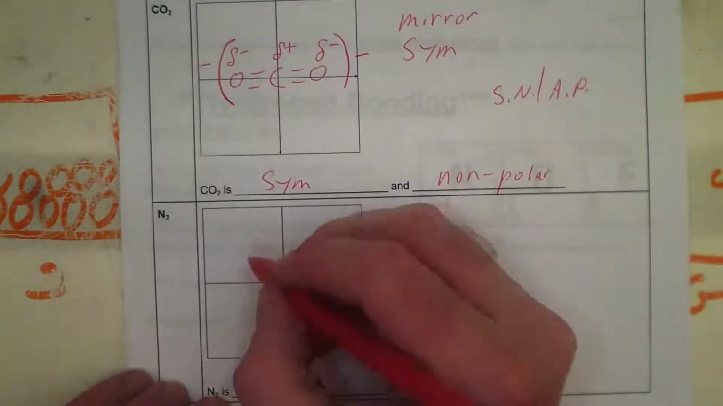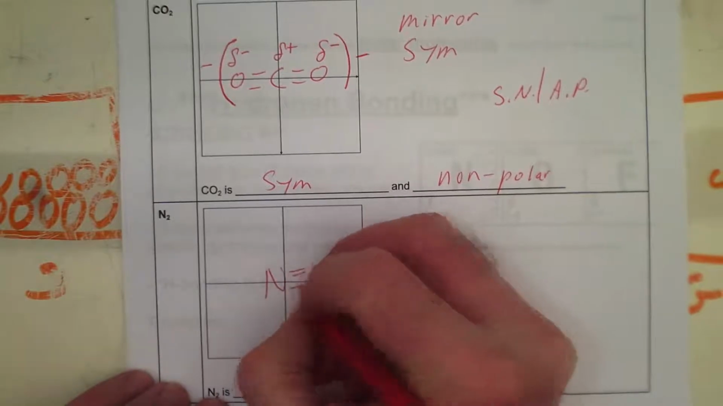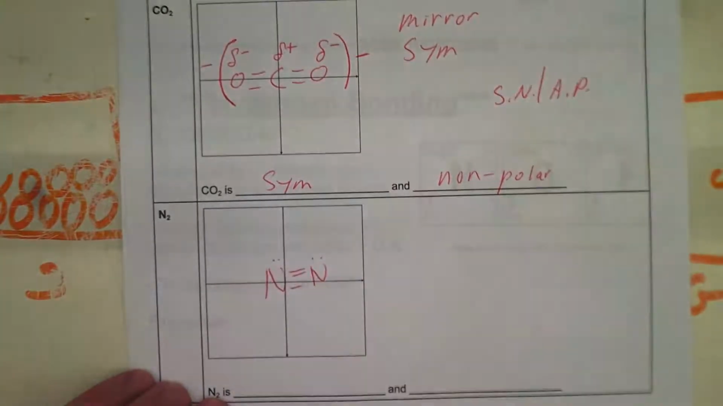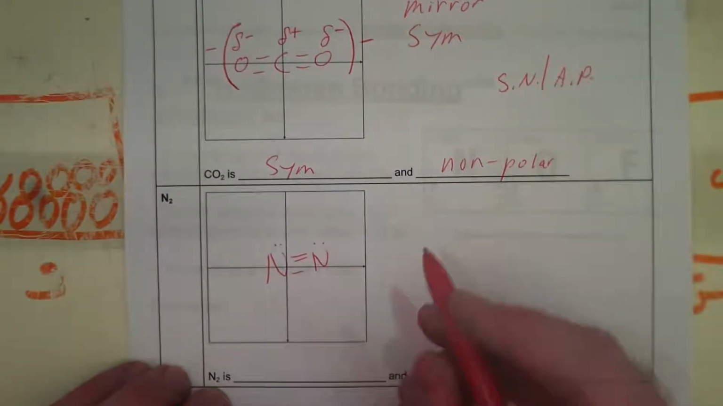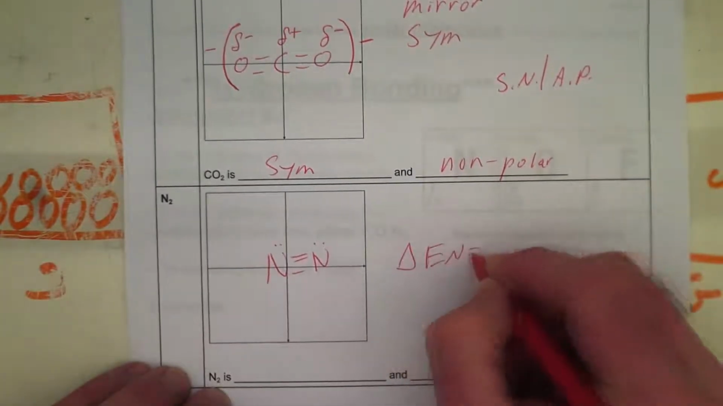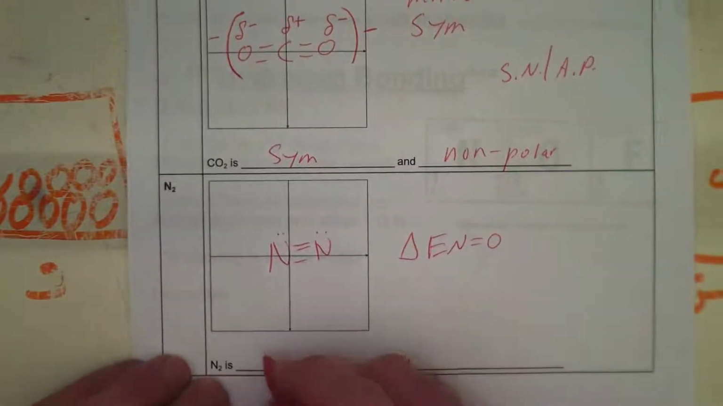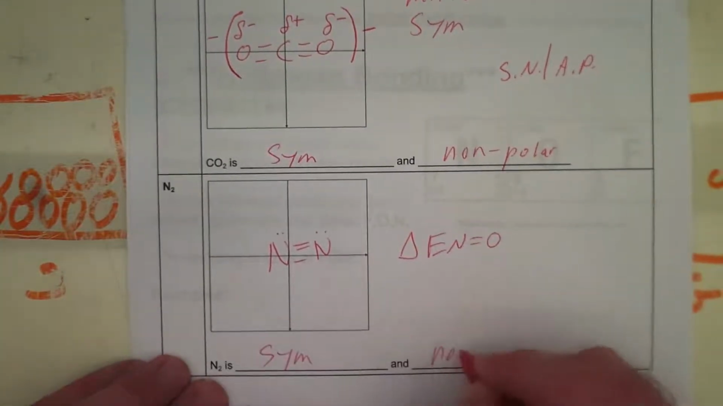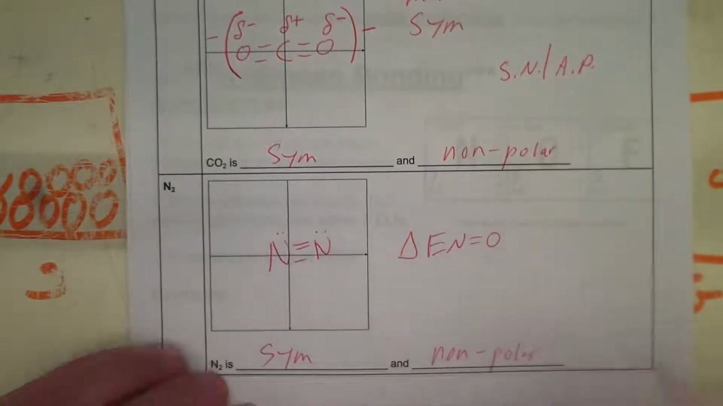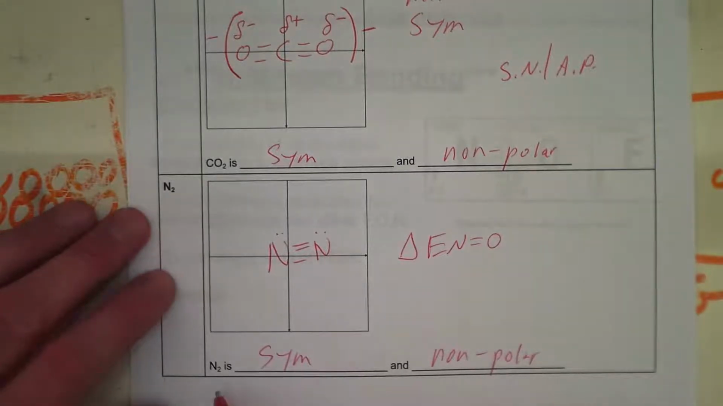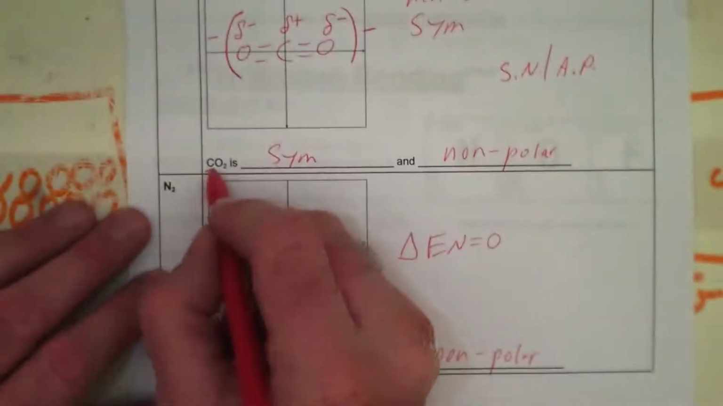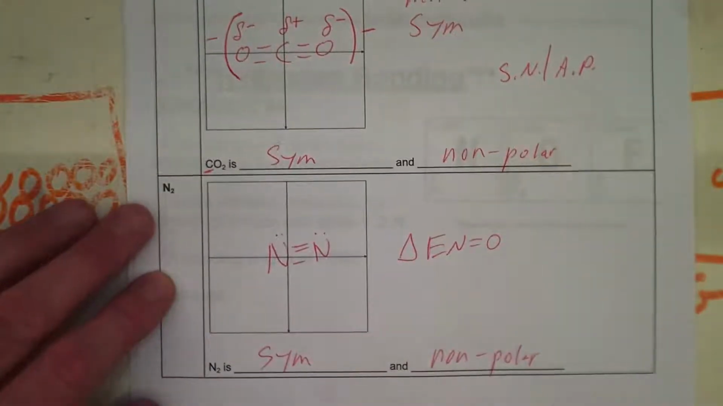All right, nitrogen. Nitrogen is going to be nonpolar because there's no difference across the bond. The electronegativities are the same. The difference in electronegativity is 0. So this is also going to be symmetrical and nonpolar. Now, guys, just a reminder: what are some clues that something's nonpolar? Well, there are two clues. One is that it's diatomic, and the other is that it contains carbon. So, nonpolar molecules versus polar molecules.